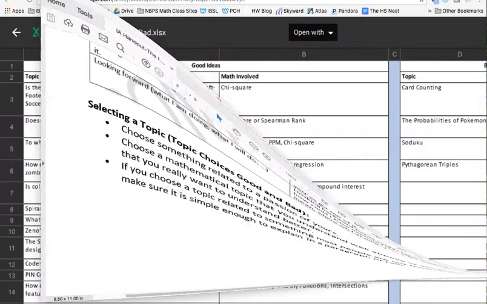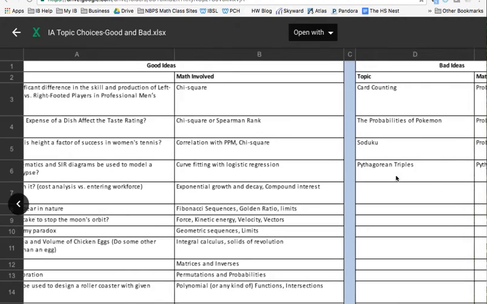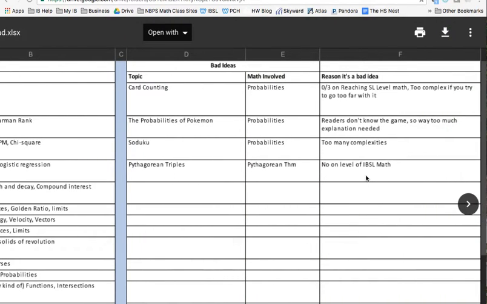So let's actually take a look. I've created a little spreadsheet here, and I'm not going to go through every one of these, but you could pause the video and look at the specific topics more carefully. I have the good ideas and bad ideas. And since we were just discussing this, let's talk about some of the bad ideas, ones that were just too complex.